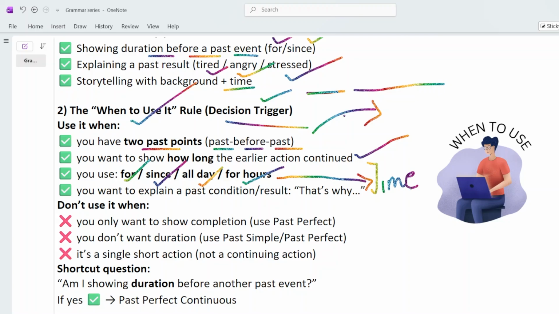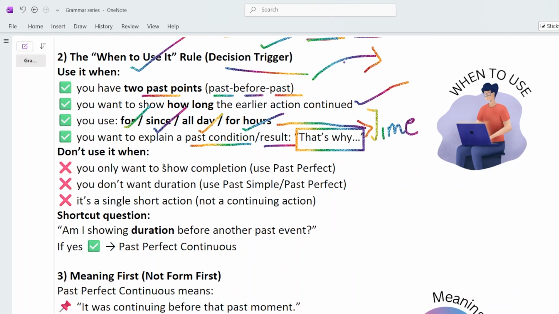So whenever you're looking at using past perfect continuous, you need to keep in mind that your actions are very important and they have to be long standing. These actions have to kind of go on for a long time in the past as well, when another action has interrupted that long standing activity that you were trying to do. Okay, so it's also used when you want to explain a past condition, pretty much a result, using this phrase, that's why. Okay, that's why.